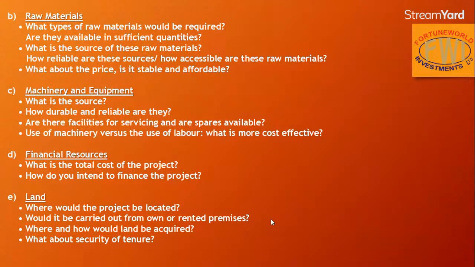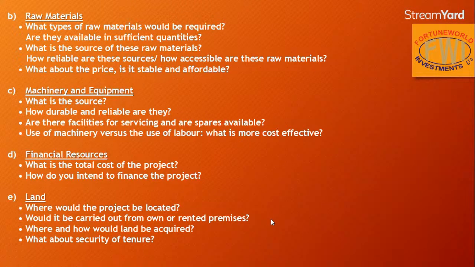Mobilize the raw materials that you are going to need in that processing business. And I'll give you a very live and solid example. So you want to go into processing. You want to make your stock feed. What are some of the raw materials that you're going to need? That is the first question that you're going to ask. What types of raw materials would be required? Are they available in sufficient quantities?